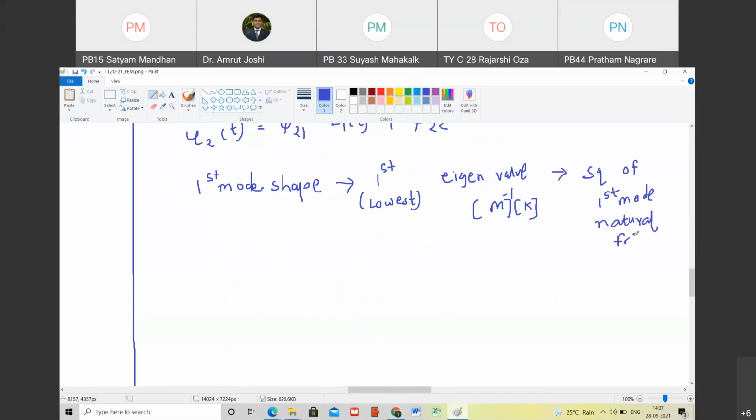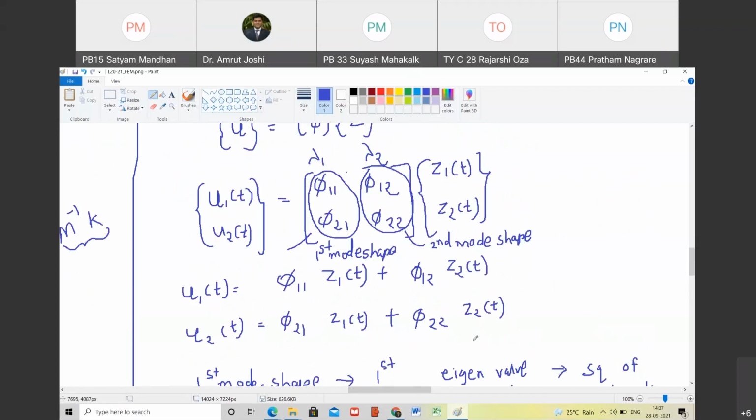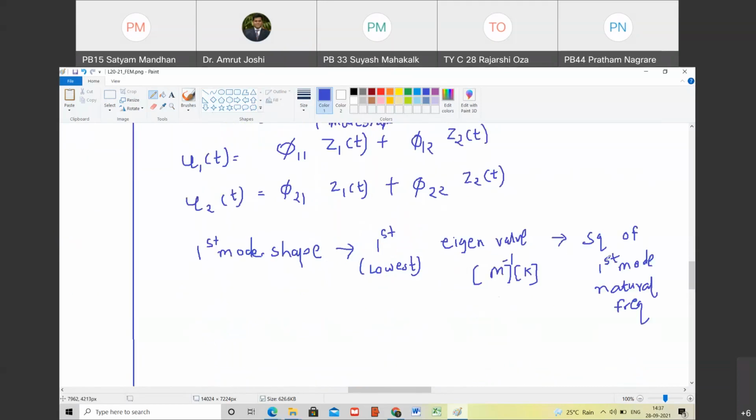अब यही लॉजिक आपको एक्सटेंड करते जाना है. सेकंड मोड शेप corresponds to the second eigenvalue. Are you with me? Yes, sir. And it corresponds to the second eigenvector. That second eigenvector is nothing but second mode shape. And the second eigenvalue of M inverse K matrix is nothing but the square of second natural frequency, second mode natural frequency. Correlation समझ में आया?